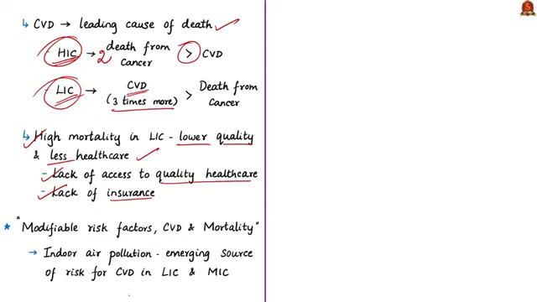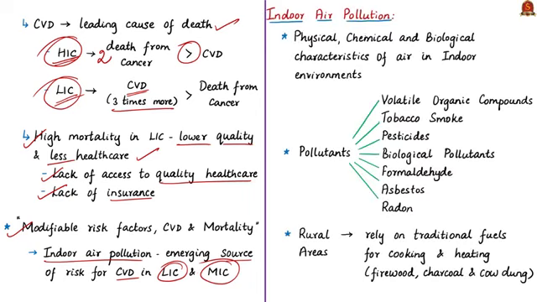Then another PURE study titled Modifiable Risk Factors, Cardiovascular Disease and Mortality established that indoor air pollution is becoming an emerging source of risk for cardiovascular disease in low income countries and middle income countries. So, what is this indoor air pollution? Indoor air pollution refers to the physical, chemical and biological characteristics of air in the indoor environment, that is within a home, within a building or within an institution or commercial facility.